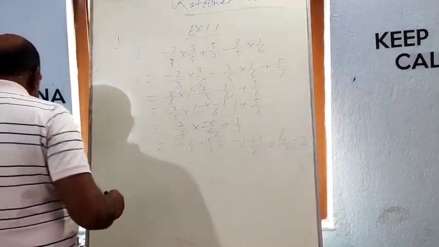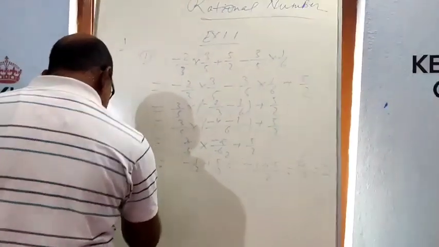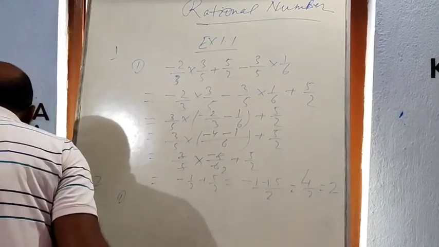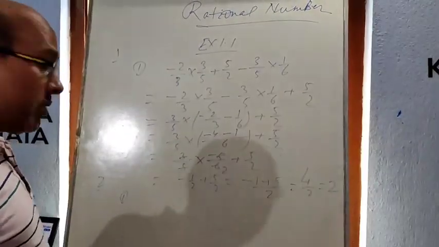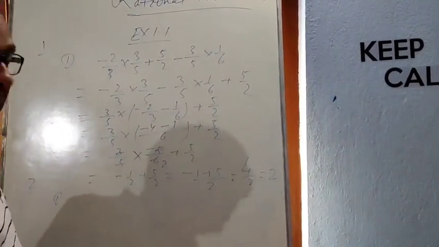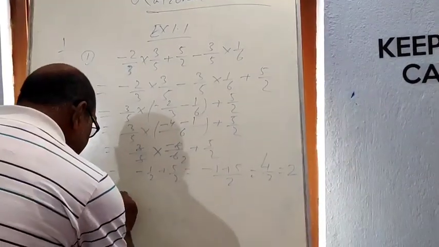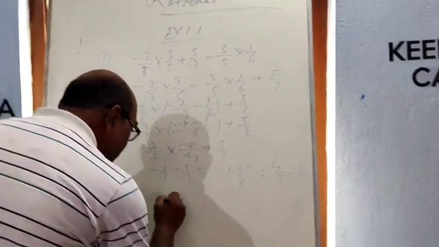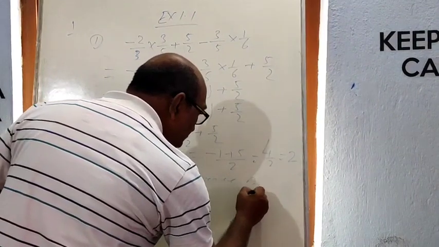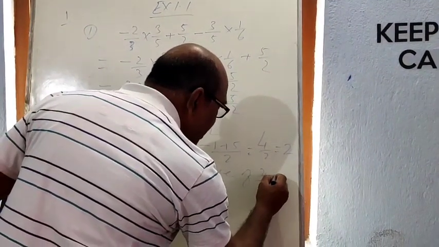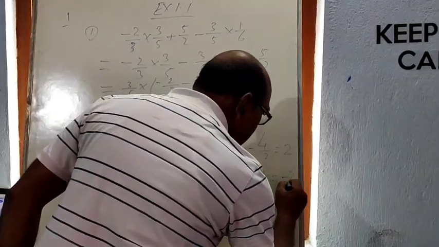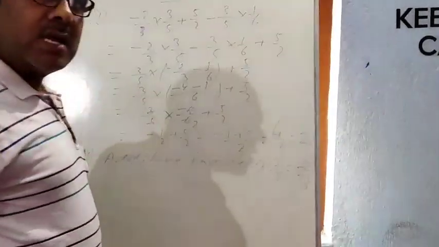Now, first question of second. You have to find the additive inverse of 2 by 8. Additive inverse of 2 by 8. Therefore the additive inverse of 2 by 8 is equal to minus 2 by 8. Minus 2 by 8. This is the answer.